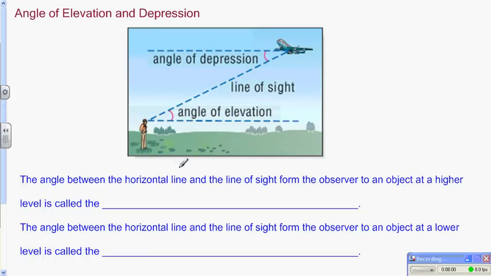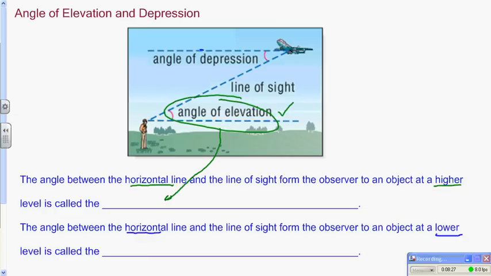For our assignment, a couple of things here. We know that an angle between the horizon or the horizontal line and the line of sight, meaning higher than, is called the angle of elevation. And if we have the horizontal and looking from the line of sight to something lower, it's called the angle of depression.